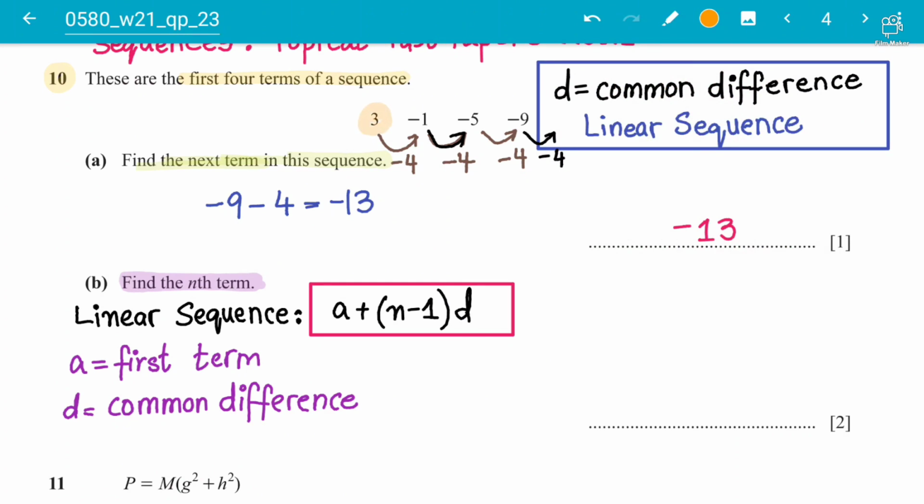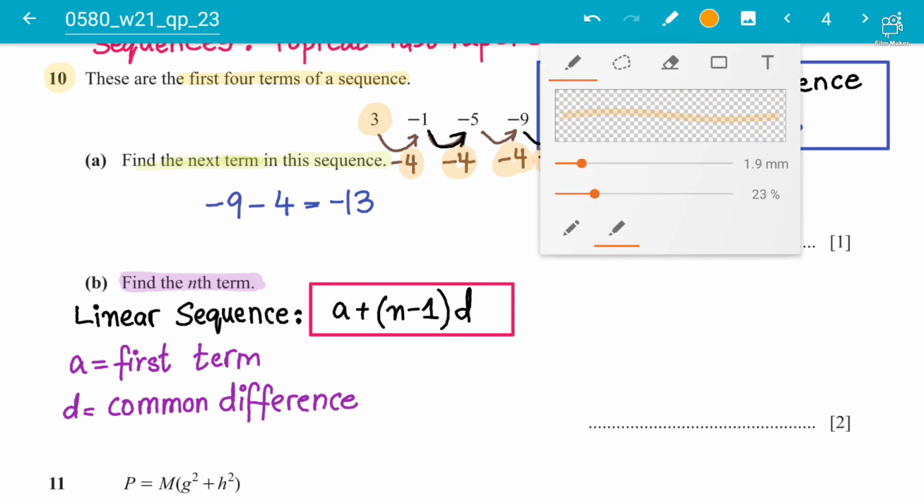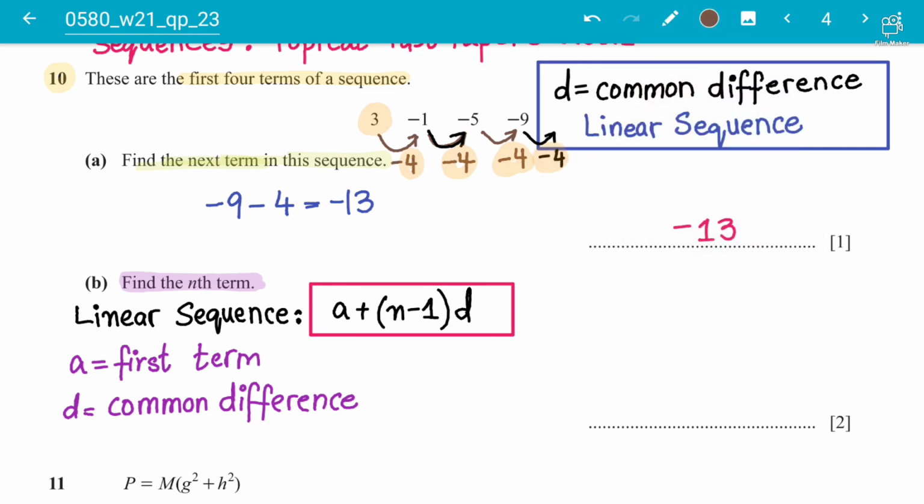The a value is 3 and the common difference is -4. Okay, students, the common difference is -4 and the a value is 3. So here I'm going to plug in the values. This is 3 plus n minus 1 times -4. Just simplify this: 3 minus 4n plus 4, so 7 minus 4n is the answer.